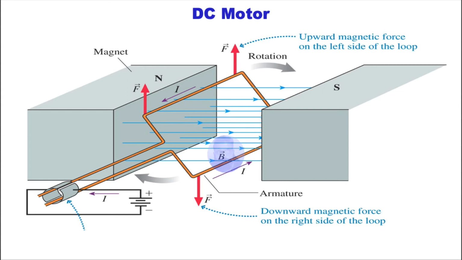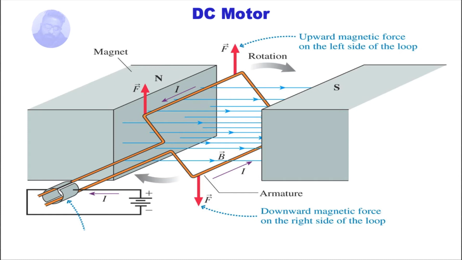Let's talk about DC motors this time. A DC motor is an application of the Lorentz force and forces between wires and Ampere's law as well. So we're effectively putting all the things that we've talked about before together. So let's consider a loop.